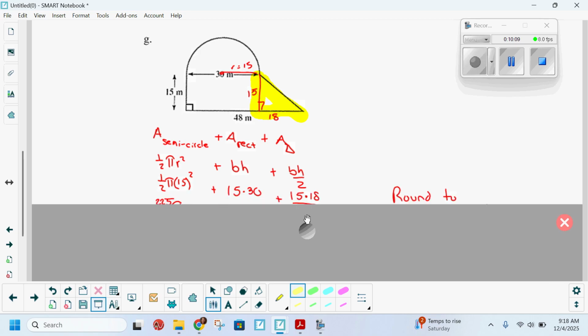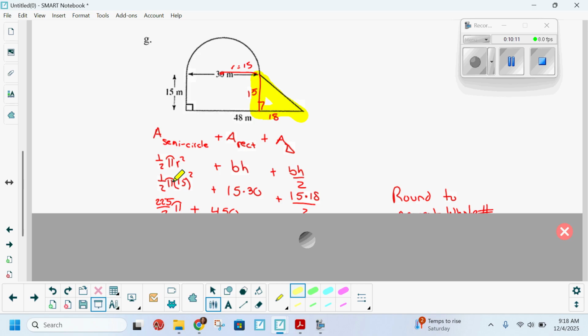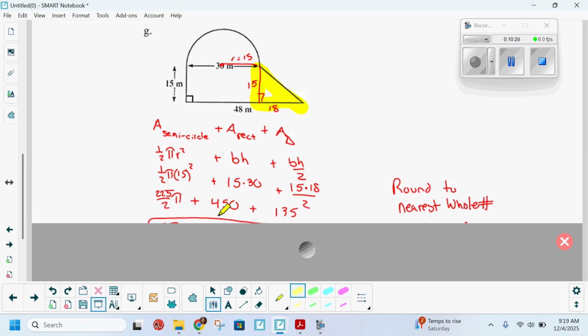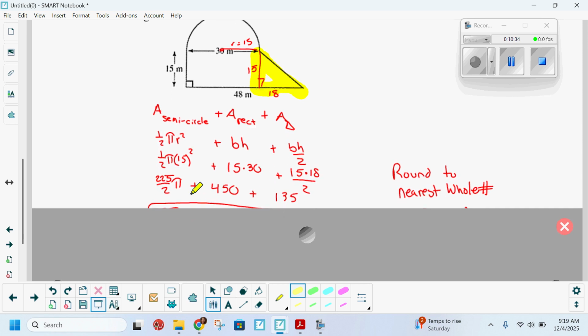So my semicircle here, I have a radius of 15. My rectangle is 15 by 30. And then the triangle is a base of 18, a height of 15. So I plug those into the formula. And I have this as a simplified answer so far. And remember, it didn't say to round. So I am not going to combine this that has a pi in it with these.